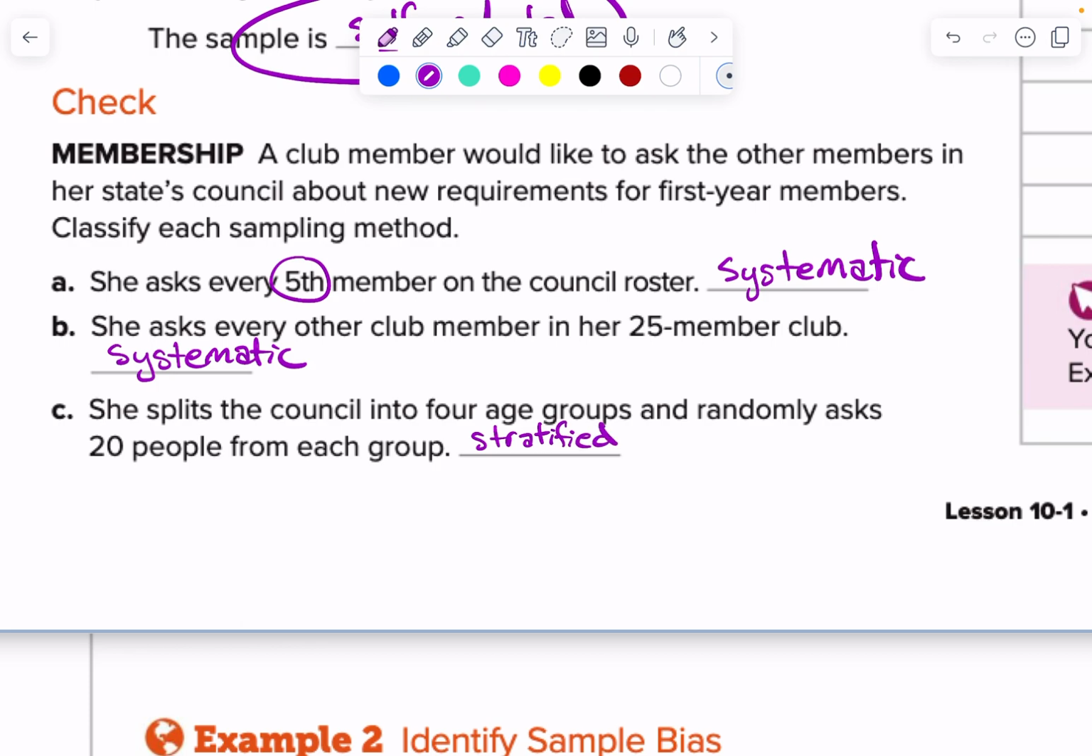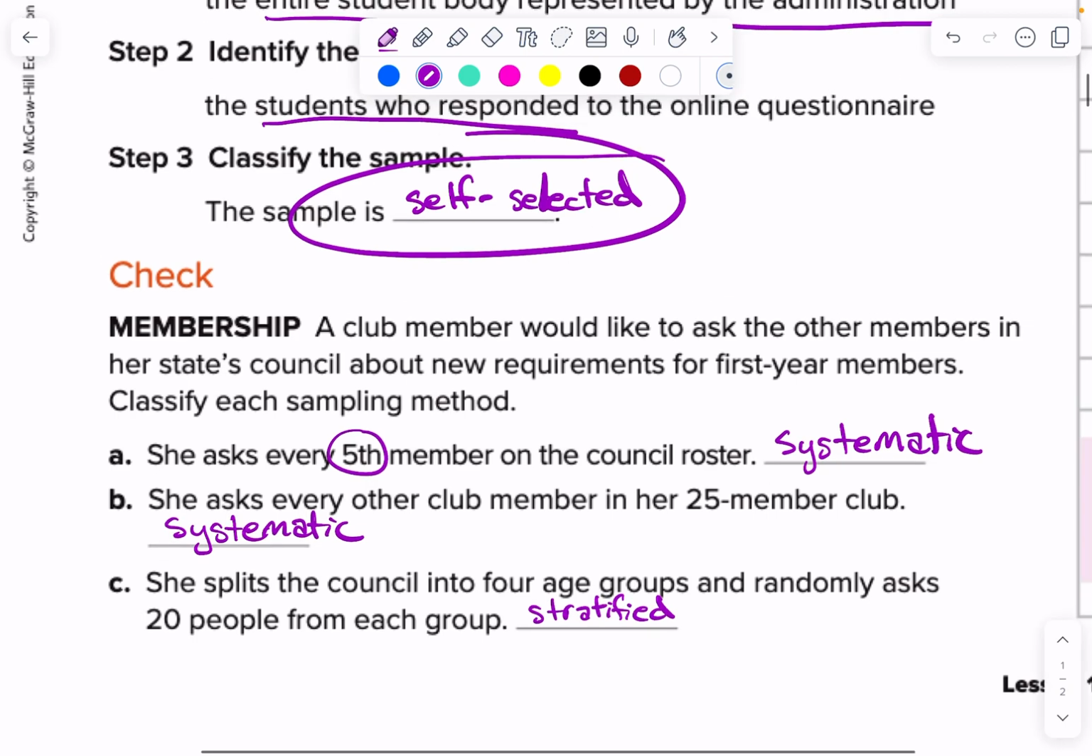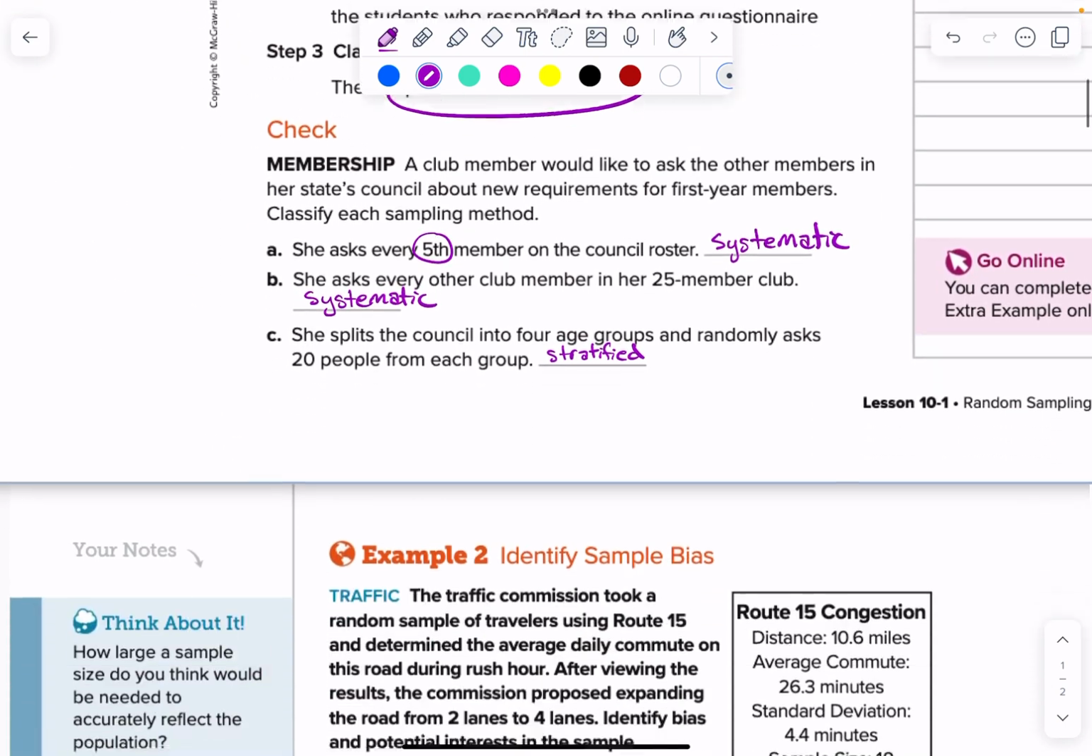That was kind of confusing, part B. I wonder if they were trying to get. She asks every other club member in her 25-member club. Every other, yeah, that's still systematic. I don't know. Anyway, okay, so there's that.